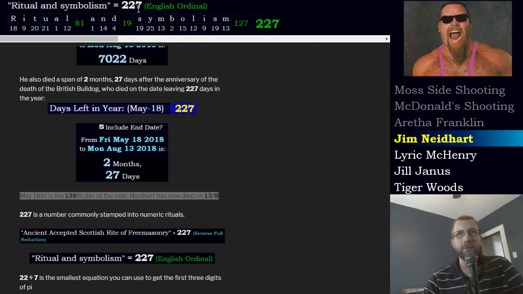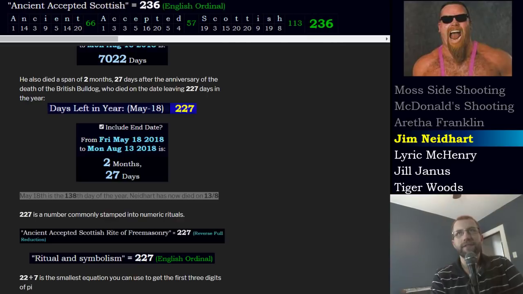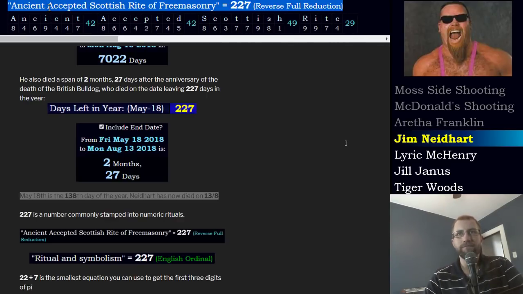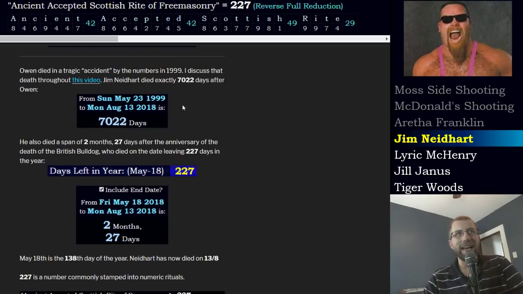Ritual and symbolism equals 227. This is one of the mottos of the ancient accepted Scottish rite of Freemasonry, summing to 227. This number integral to the mathematics of the circle. So the date that the British Bulldog died, May 18th, that was the date that leaves 227 days in the year. Now, Neidhart dead 2 months, 27 days later.